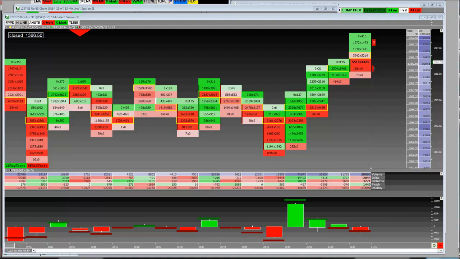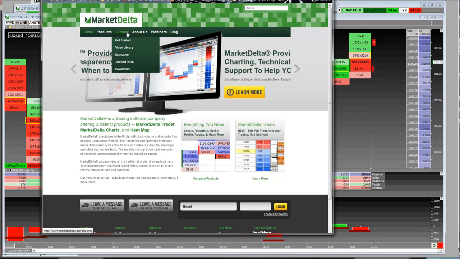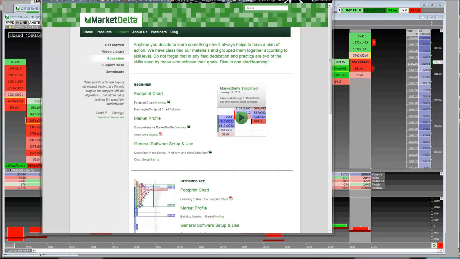If you go to Market Dollar's website, there's actually some good resources there. I think it's a good idea if you do plan to use the Market Dollar footprints, which, for me, is an essential part of my trading. It really does help me out. If you go to the Market Dollar website and hit the support area, then go down to education, there's a document here that's very, very useful.